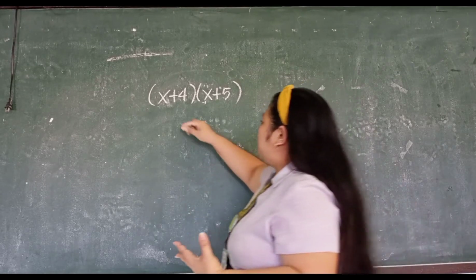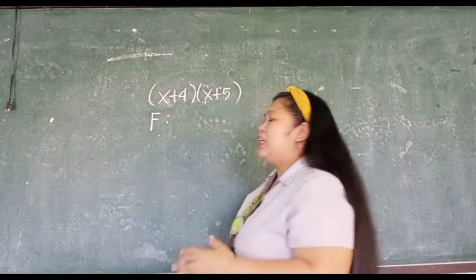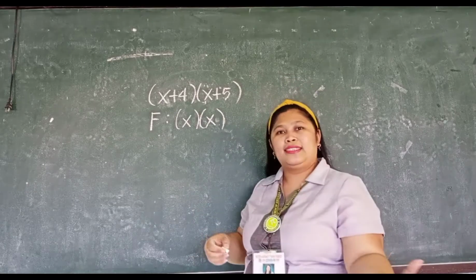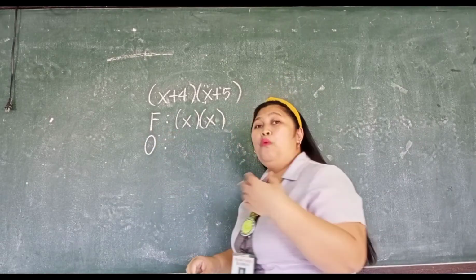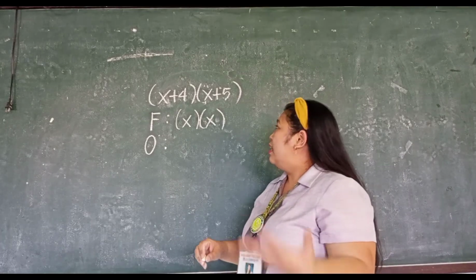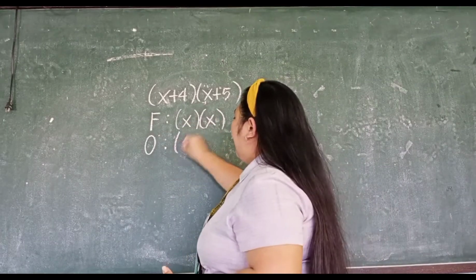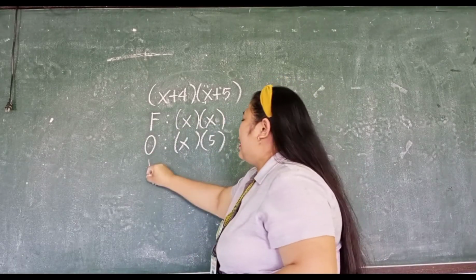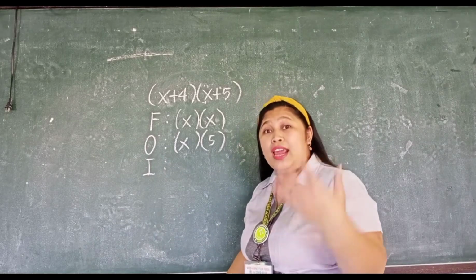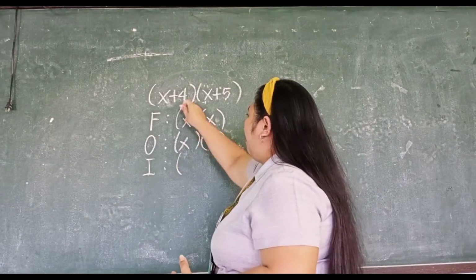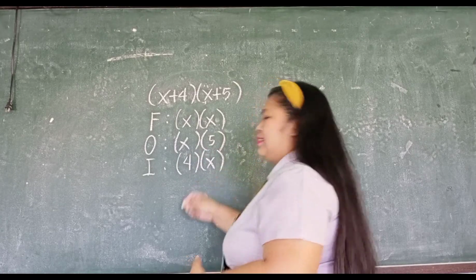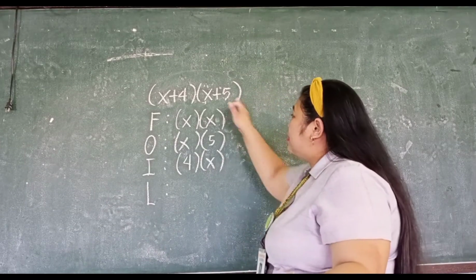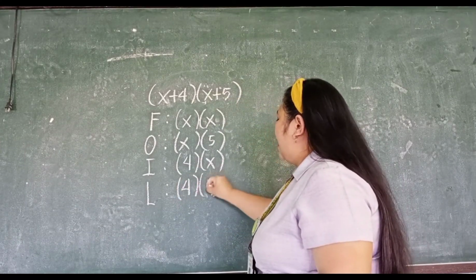So what are the first terms? The first terms here are x to be multiplied by x, followed by our outer terms, or the terms on the outside. So we have x and positive 5. Next, I stands for the inner terms. The inner terms here are 4 and x. And of course, L stands for the last terms. The last terms in our given are 4 and 5.